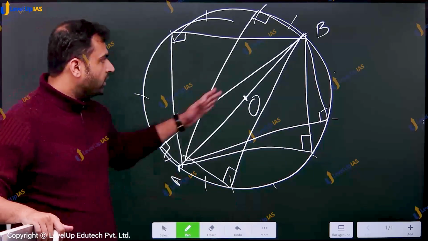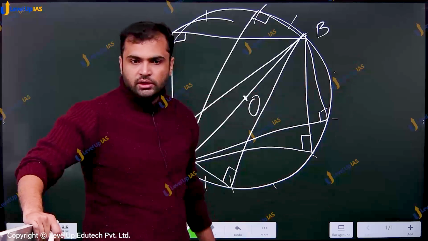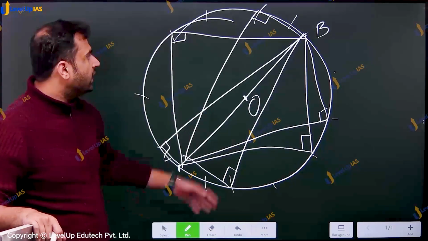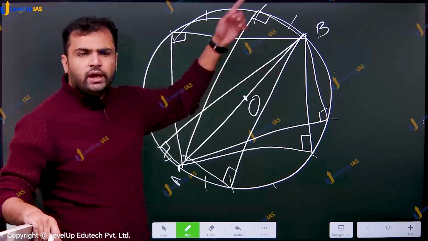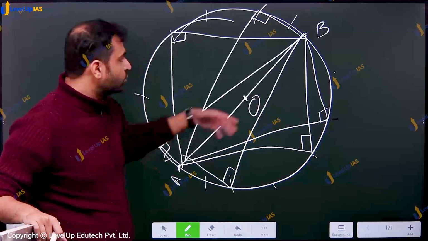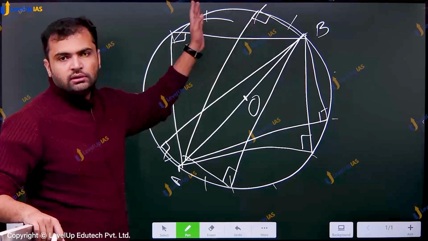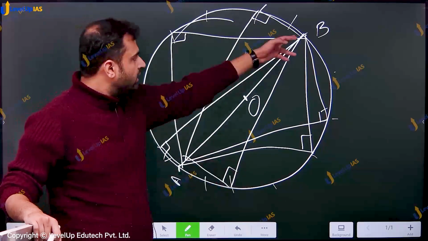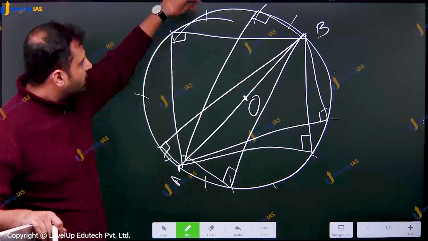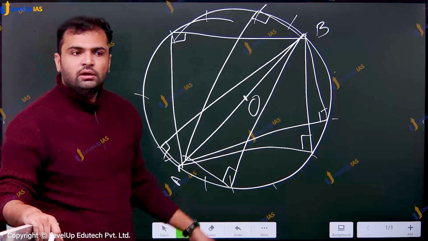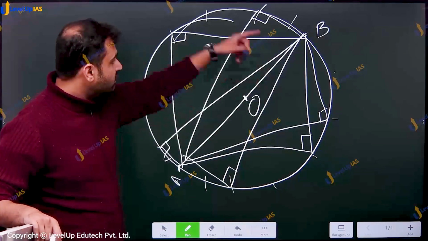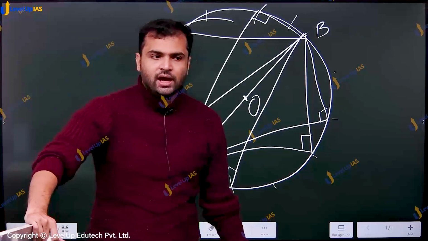When we have a diameter, and when we consider any point on the circumference, except these two, of course, A and B, then the angle subtended by this diameter at that point would be pi by 2, 90 degrees, or the triangle formed is a right angled triangle.